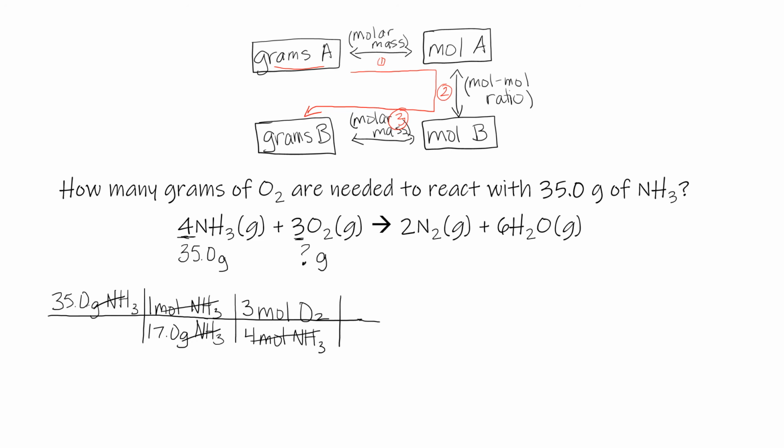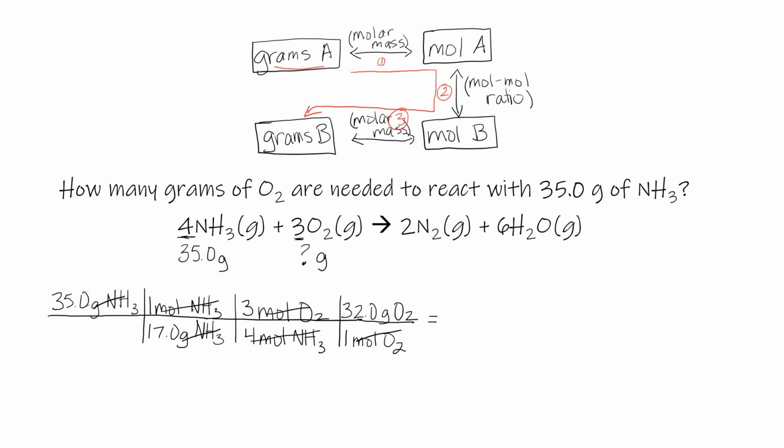So the final conversion factor is our molar mass to get us to grams of oxygen. So this time, we're going to put 1 mole of O2 on the bottom so that our moles cancel. Oxygen has a molar mass of 16. There are 2 of them. So it's 32.0 grams of O2 on the top. Moles cancel. So now we can plug it into our calculator.